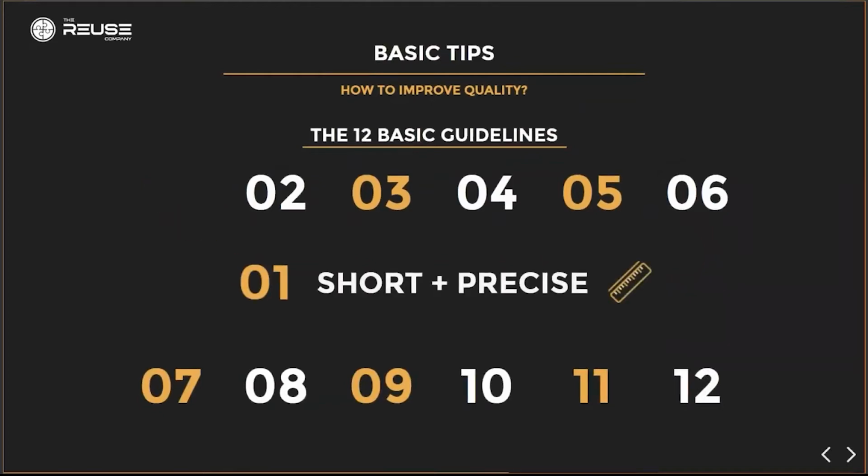So for the first one, we're talking about short and precise. And this basically means that we want to get straight to the desired information. Once again, avoid any kind of noise, because it is always easier to understand at one glance a requirement which is short and precise than another one which is very large.